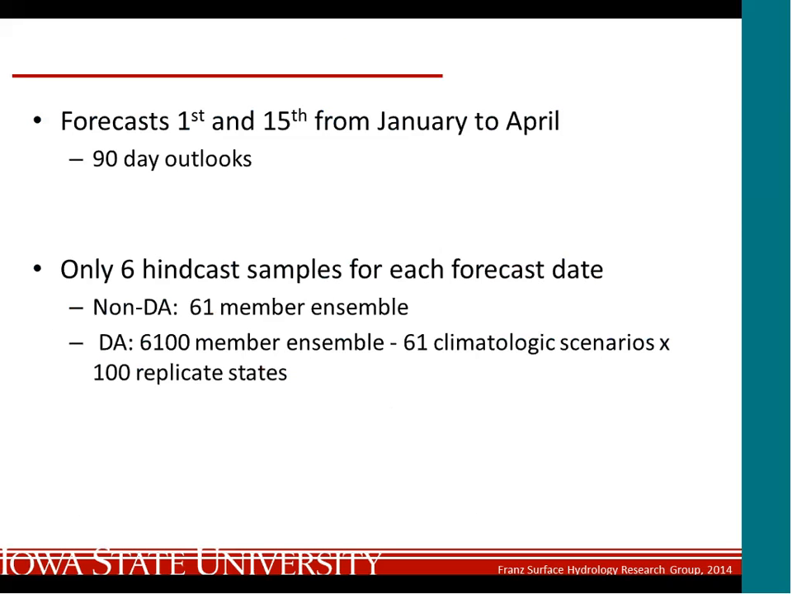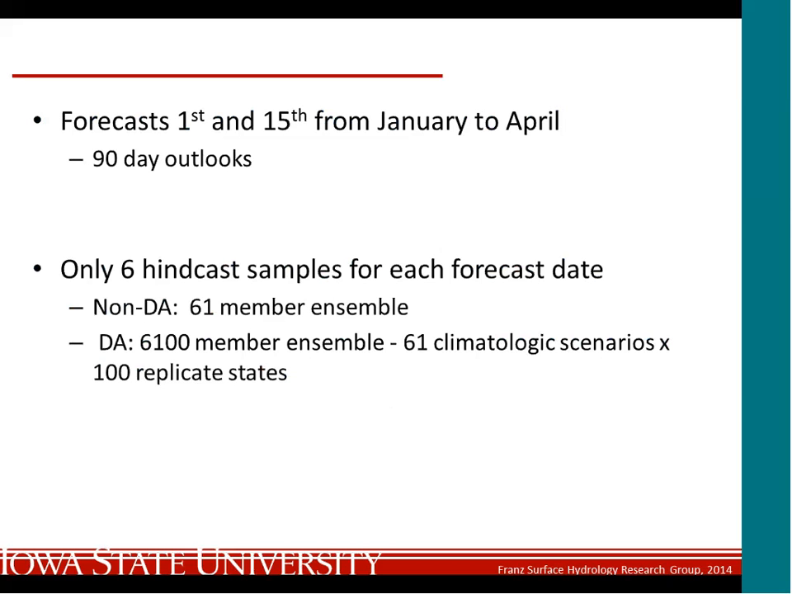In this region of the country, again, the outlooks are primarily produced for just kind of general streamflow outlooks, some flooding outlooks, some low flow outlooks. They're not doing these water supply forecasts in this area. So for the ensemble streamflow predictions, they're producing 90-day outlooks. And so that's what we did in our study as well.